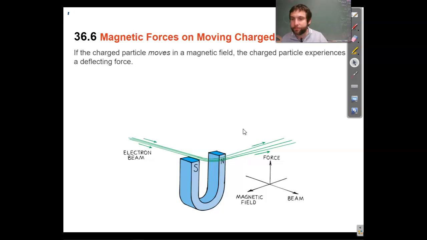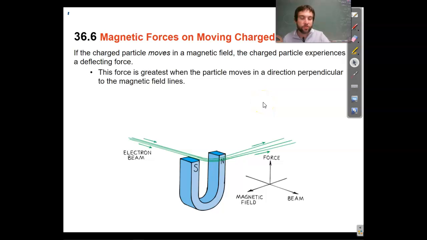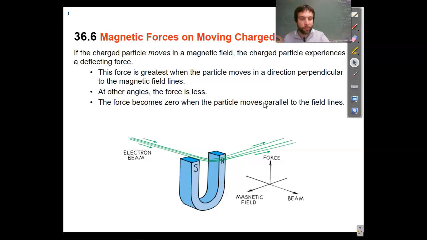How does that happen? If a charged particle moves in a magnetic field, the charged particle experiences a deflecting force. This force is greatest when the particle moves in a direction perpendicular to the magnetic field lines. At other angles, the force will be less. The force becomes zero when the particle moves parallel to the field lines.